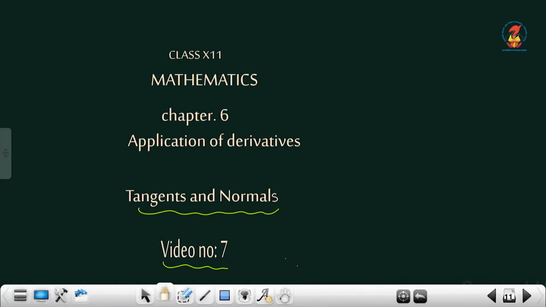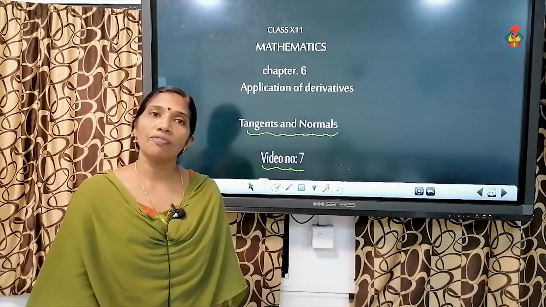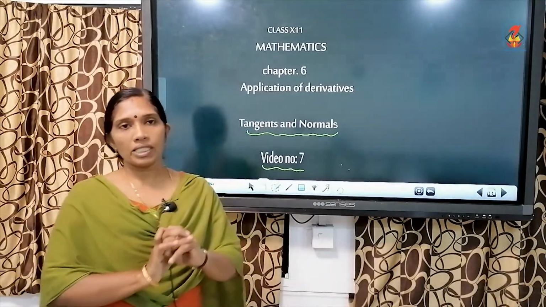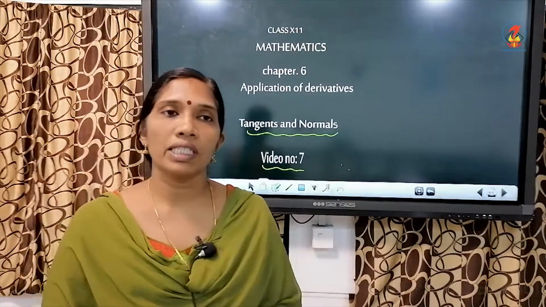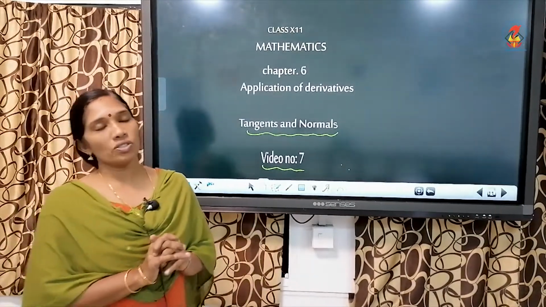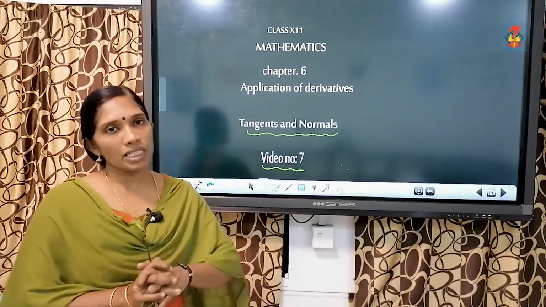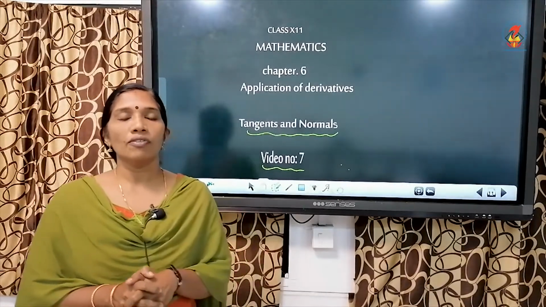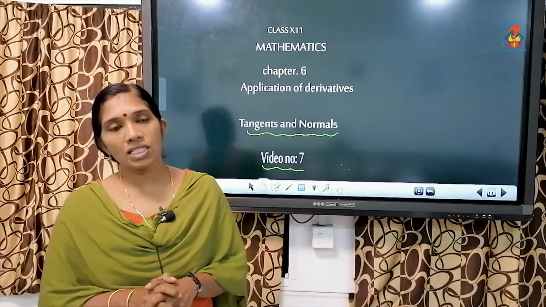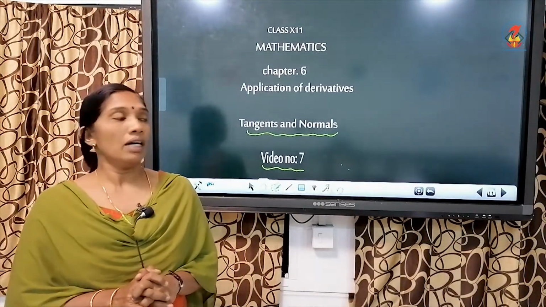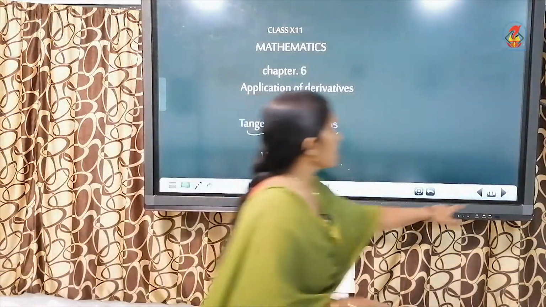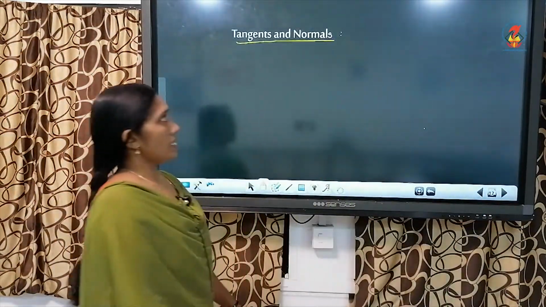Children, the next topic is tangents and normals. We are studying application of derivatives. The first application was we can use derivative for finding the rate of change of quantities. The second one is we can use derivative for finding whether the given function is increasing or decreasing. Now the next section is tangents and normals.